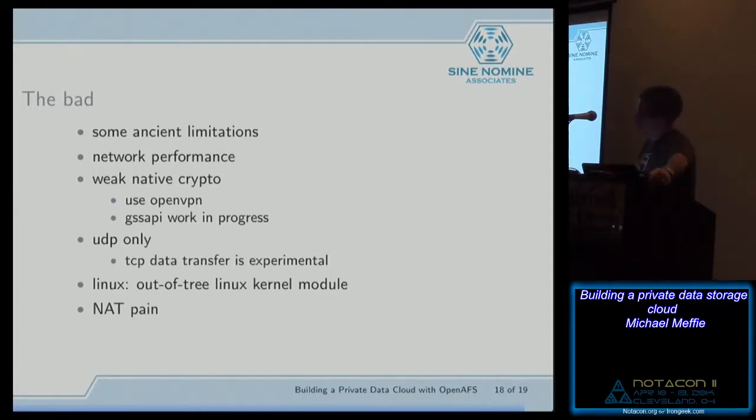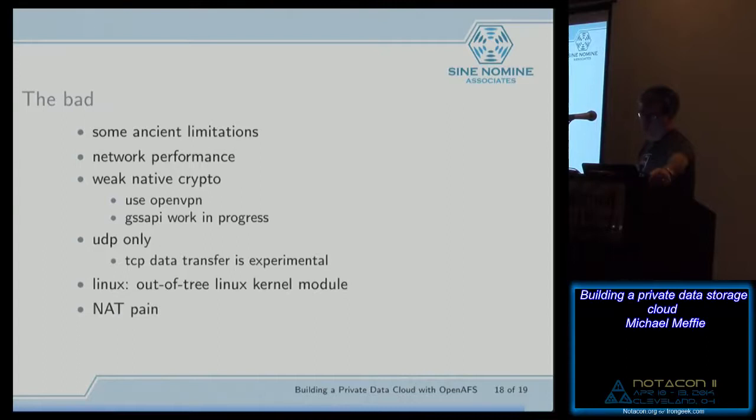Network performance is not what we want it to be. Everything on AFS is currently still using UDP. We have a TCP data transfer feature, but it's still experimental. It's only being used at one site right now. But you're welcome to try it if you want to use it.